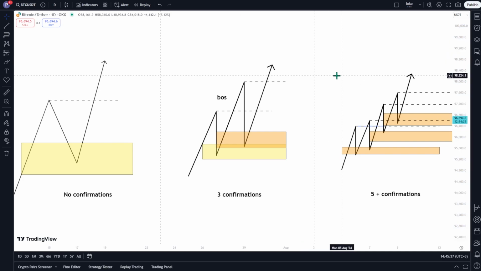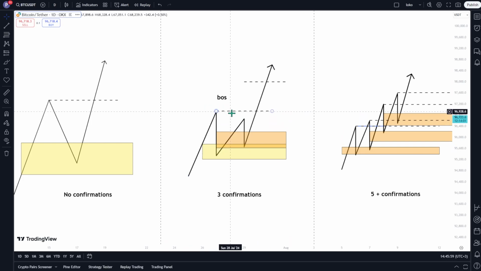Wait for the grab. Patience is critical here. Don't jump into the trade when the price approaches a liquidity zone. Instead, wait for a sharp spike or move that triggers stop losses or breakout orders. This is the liquidity grab itself. You can see it in this example.